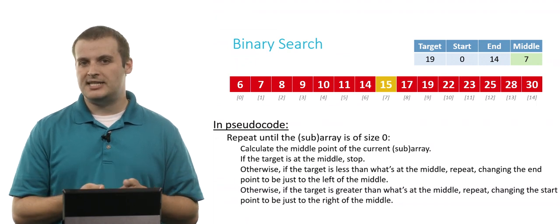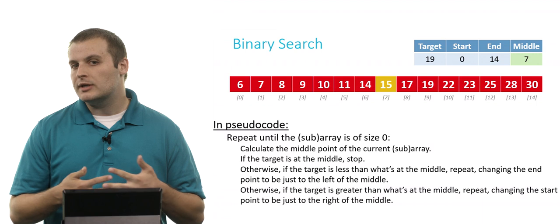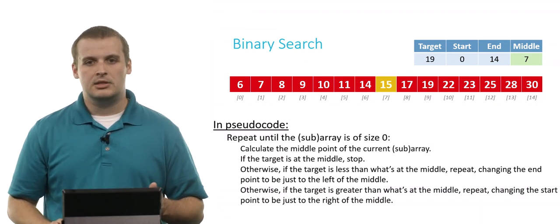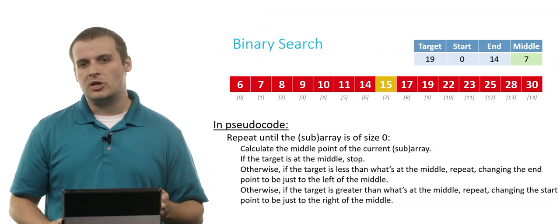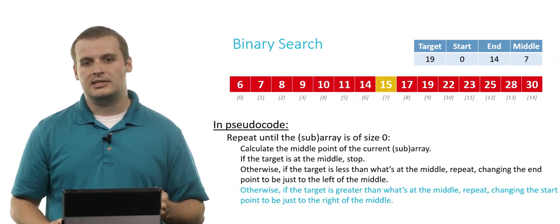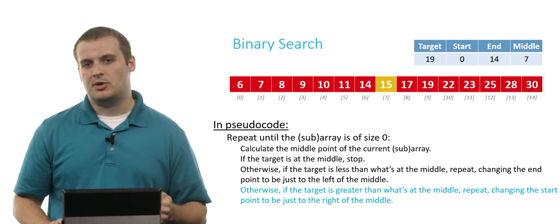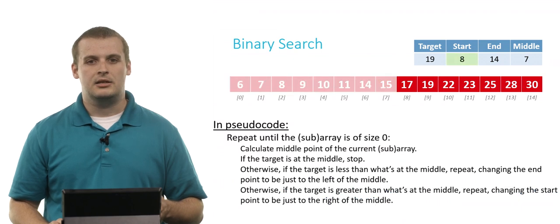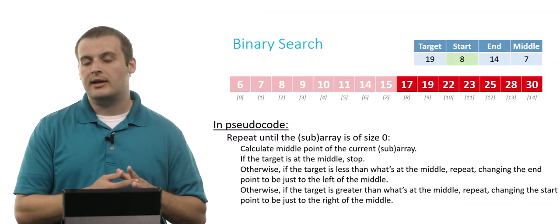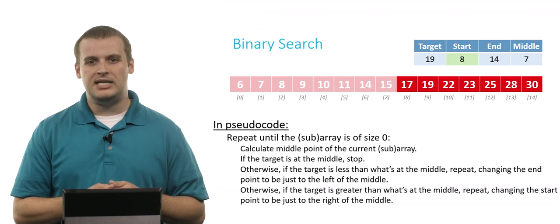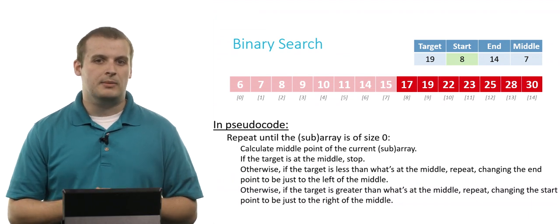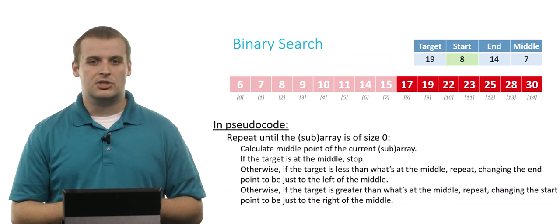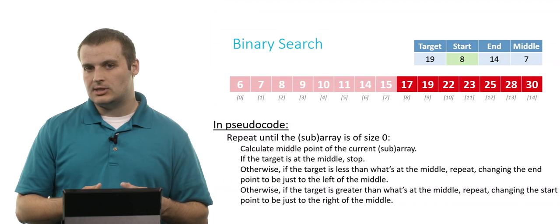So is 15 what we're looking for? No, it's not. We're looking for 19. But we know that 19 is greater than what we found at the middle. So what we can do is change the start point to be just to the right of the midpoint and repeat the process again. And when we do that, we now say the new start point is array location 8. What we've effectively done is ignored everything to the left of 15. We've eliminated half of the problem. And now instead of having to search over 15 elements in our array, we only have to search over 7. So 8 is the new start point.